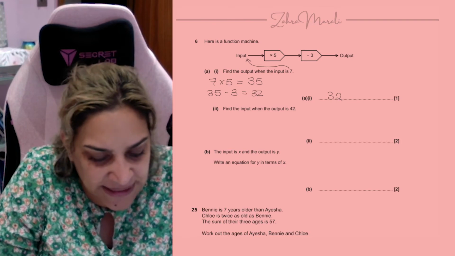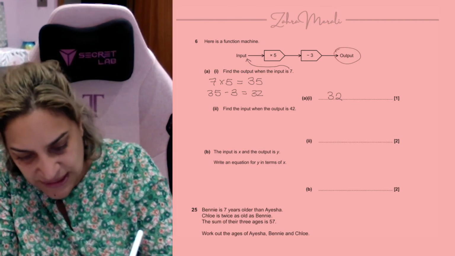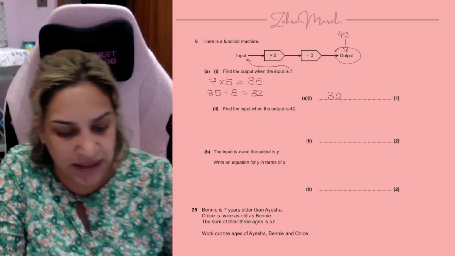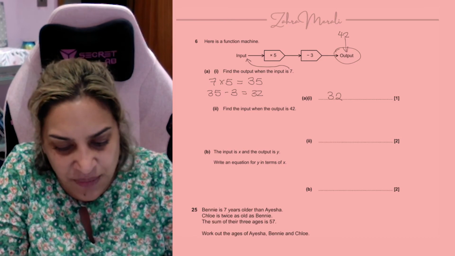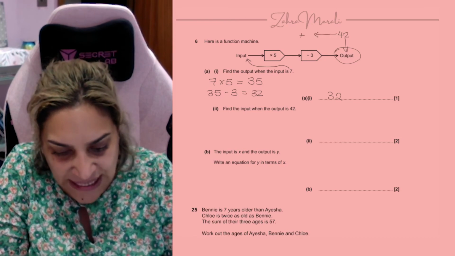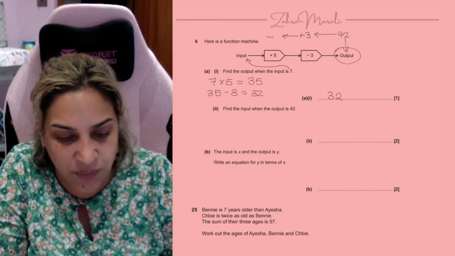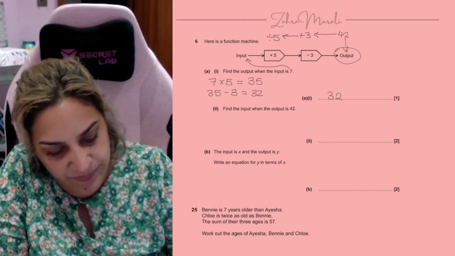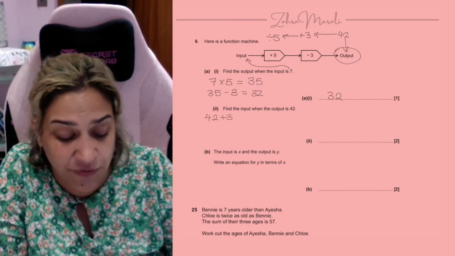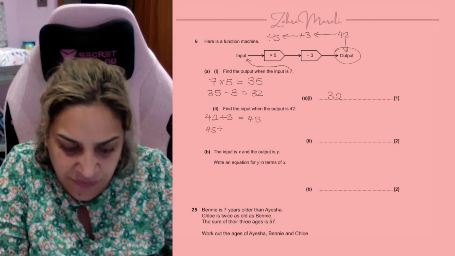Then it says find the input when the output is 42. So now we're putting 42 in here. So what we want to do is go backwards. So instead of minusing 3, we have to add 3. And instead of timesing by 5, we have to divide by 5. So 42, add 3 is going to give you 45. And then if you divide by 5, you're going to get 9.